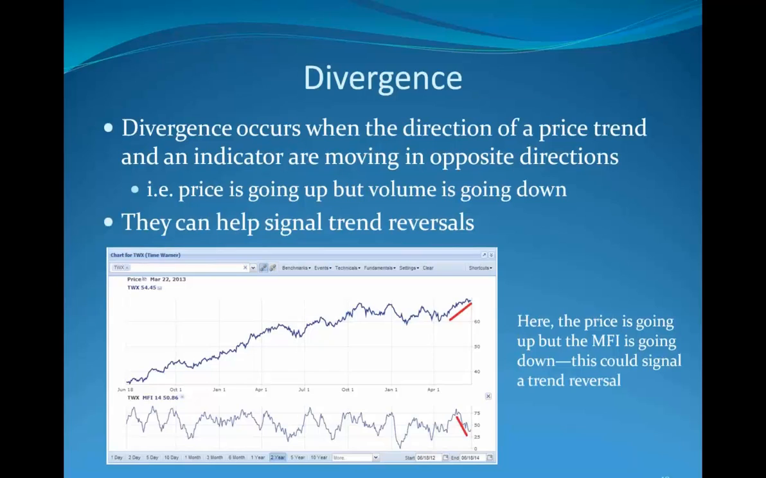Divergence happens when an indicator doesn't agree with the price chart. So you should be using the indicators in conjunction with the price chart, and divergence can signal a trend reversal. Again, it's trying to predict what's going to happen. Here in the screenshot, you can see that the price is going up, but the indicator below, which I'll talk about in the demo, is going down. So this signals divergence. You can see they're going in opposite directions.